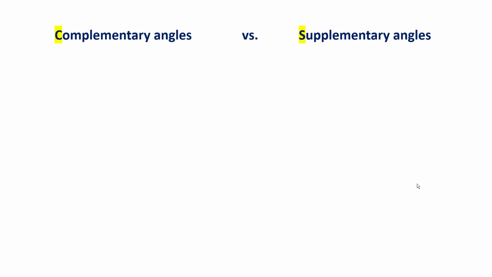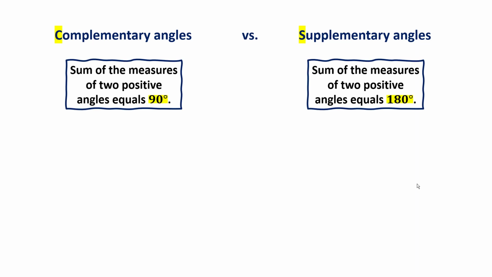Next, let's talk about complementary angles and supplementary angles. So both types of angles come in pairs. Complementary angles are two angles such that the sum of their measures is 90 degrees. And two angles are called supplementary if the sum of their measures is 180 degrees. And I have to make a note here that only positive angles can be called complementary or supplementary.